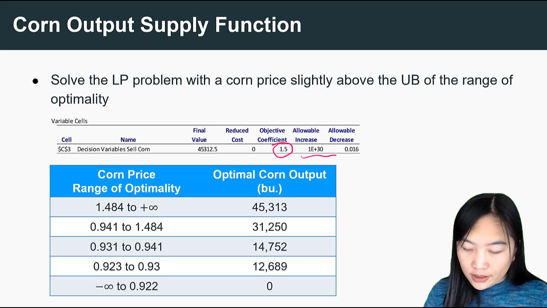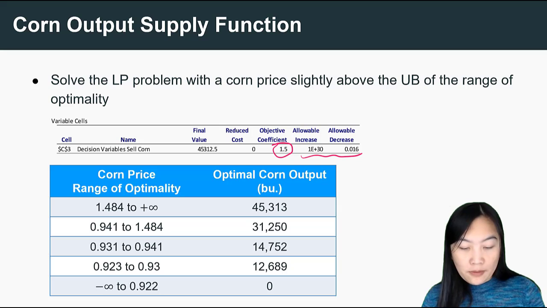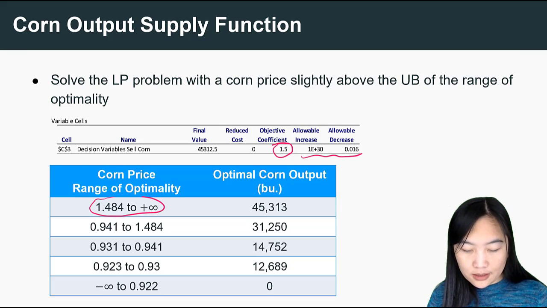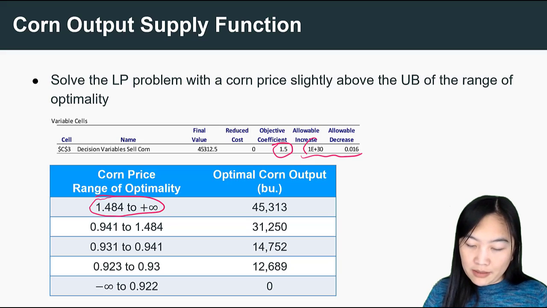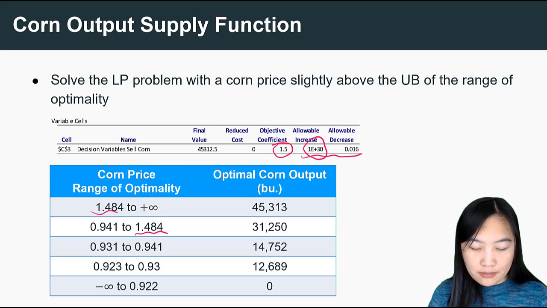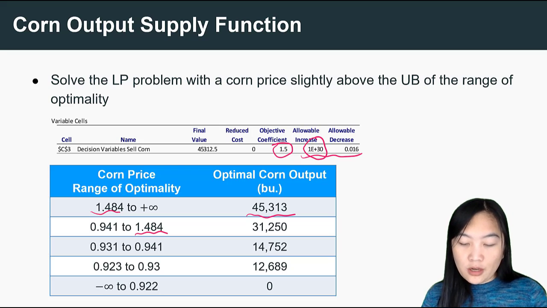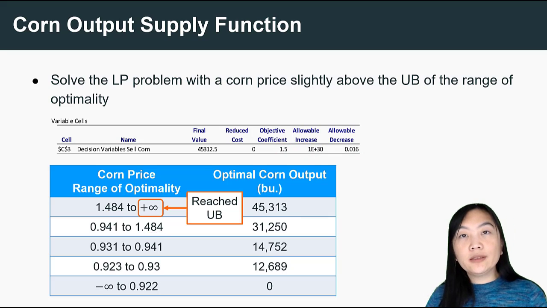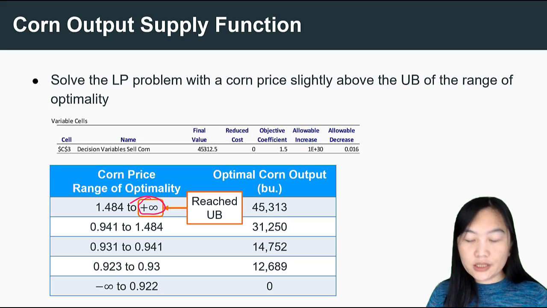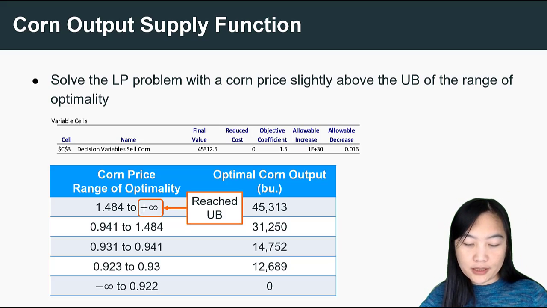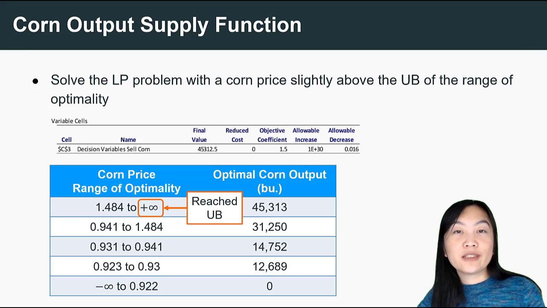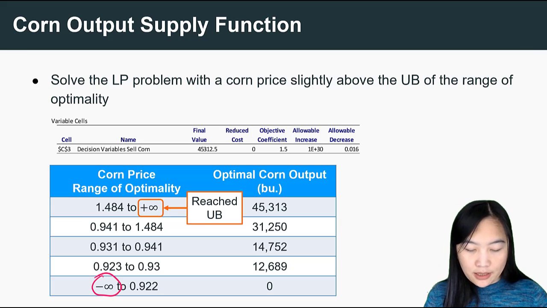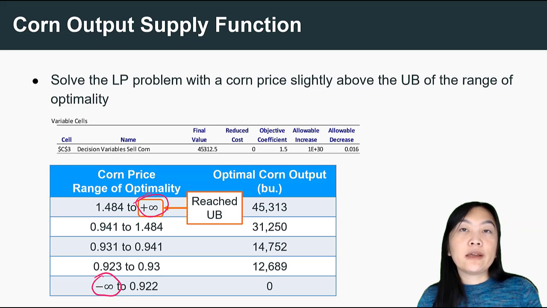So now I tried it and I get a new range of optimality, and this is the new range of optimality. And remember, this is the positive infinity, which is this number here. So it seems like there's no gap between this number and that number, and I do find out the new quantity that the producer is willing to sell. And I also find that I reached the upper bound, which is positive infinity, so I cannot change the price anymore. I reach both the lower bound and the upper bound.